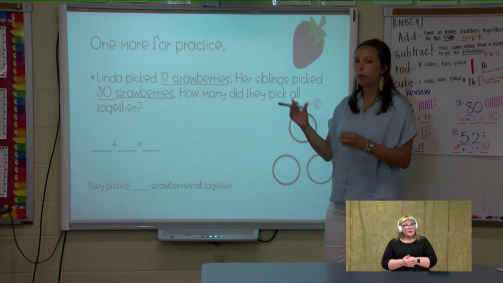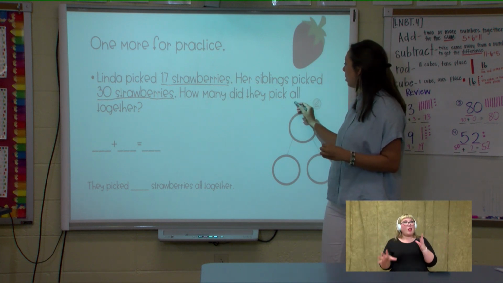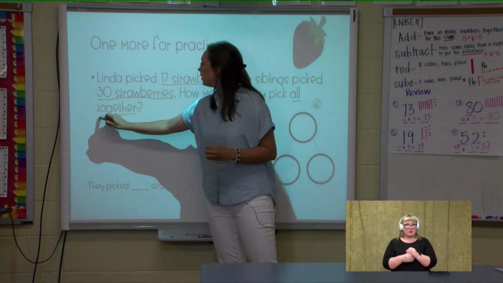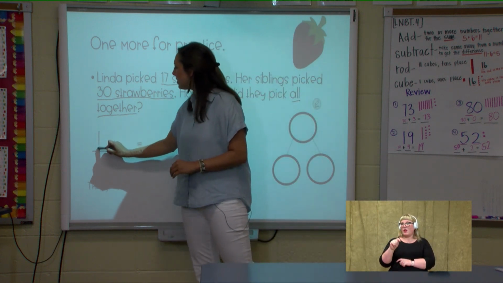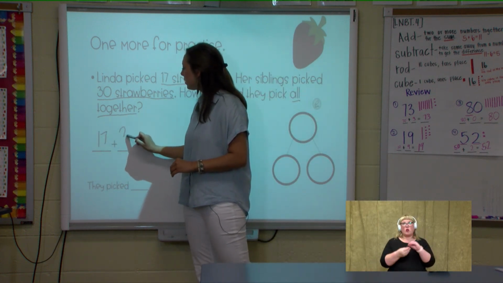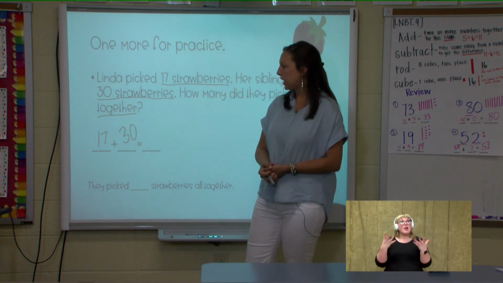So we know we're putting 2 groups together, so we're going to add them all together. So let's put it down in our equation. 17 plus 30. So how many did they get all together?